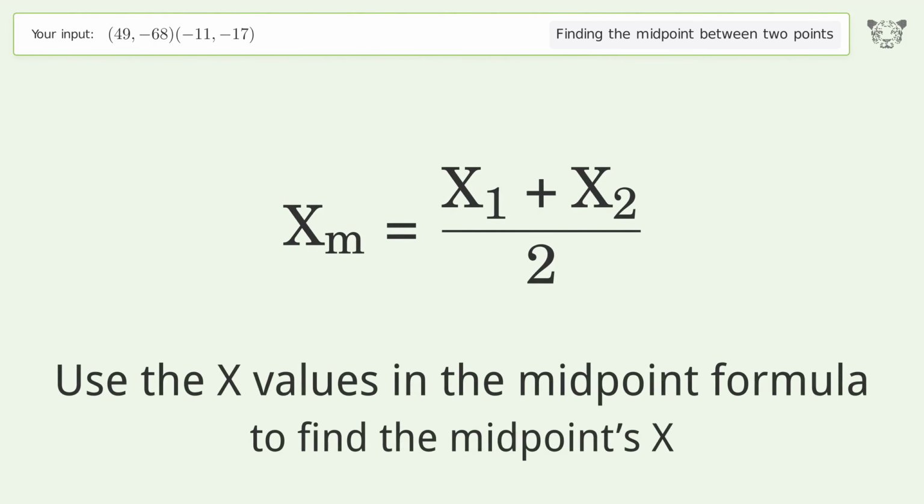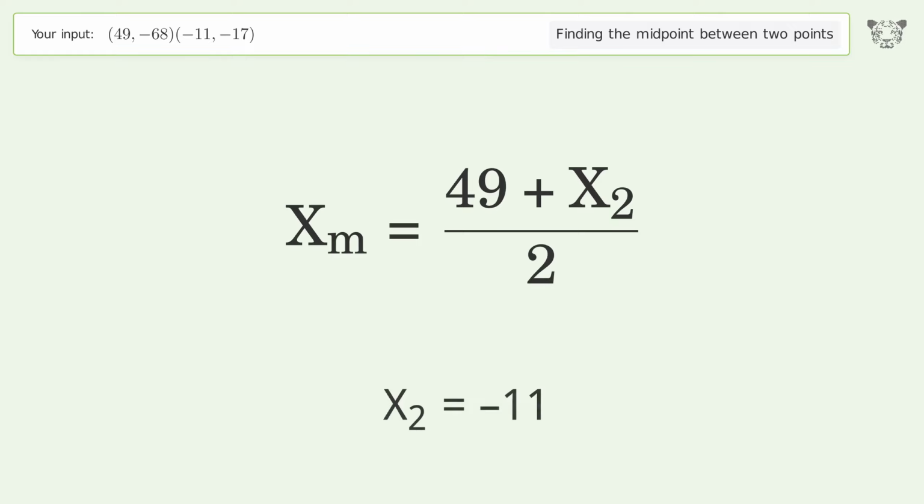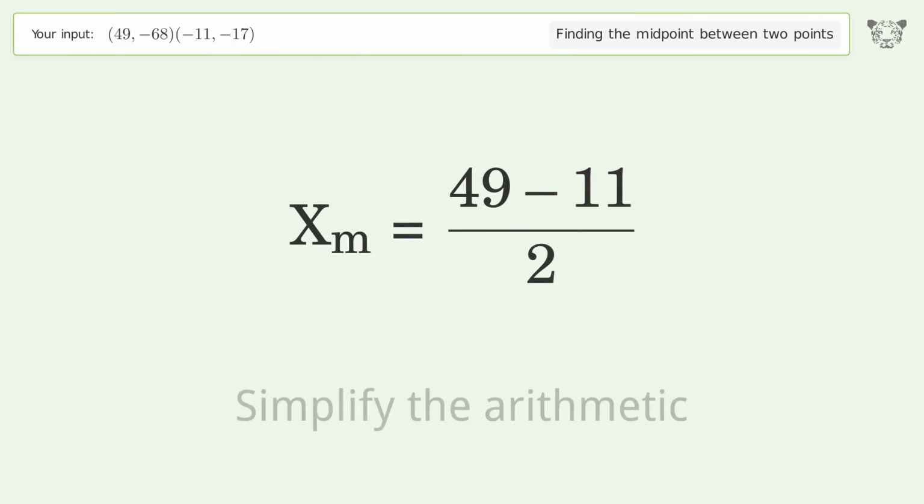Use the x values in the midpoint formula to find the midpoint's x. x1 equals 49. x2 equals negative 11. Simplify the arithmetic.